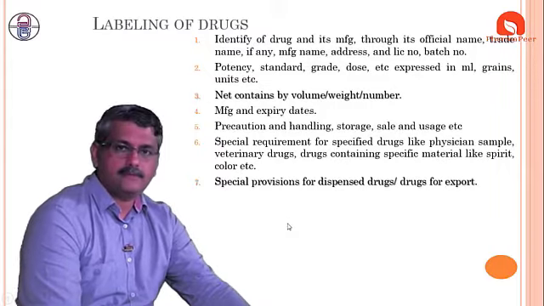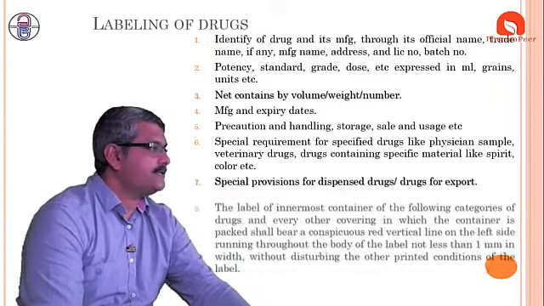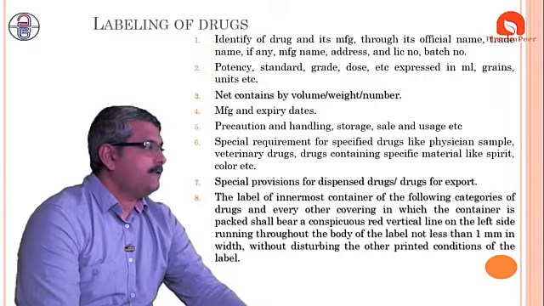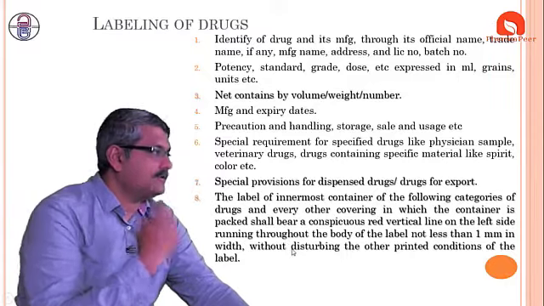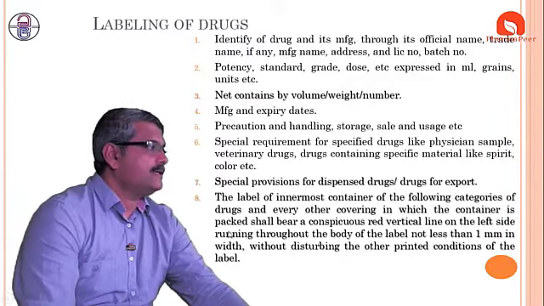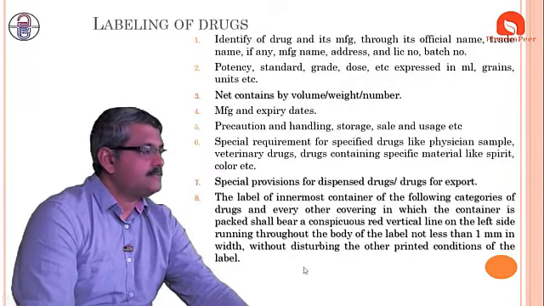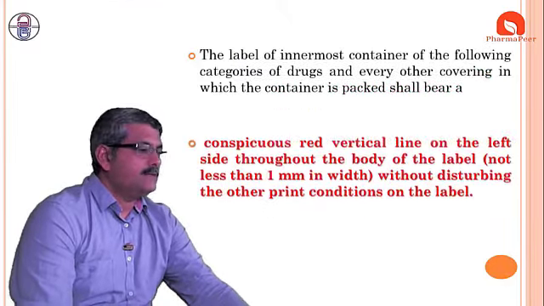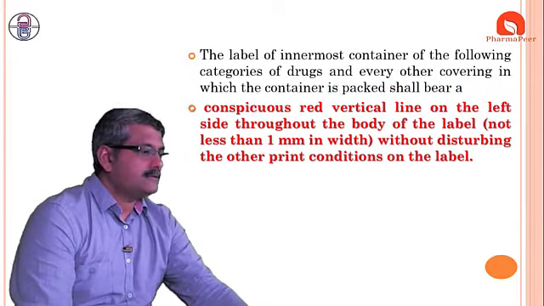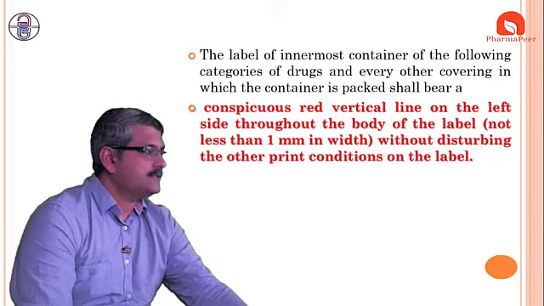If the drugs are to be exported, then there is a special provision for the label of the innermost container, having some following categories of drugs, other than covering in which the container is packed, a seal bearing a conspicuously red mark. This is a specific condition that I will try to explain to you. The label of the innermost container has to follow some conditions.